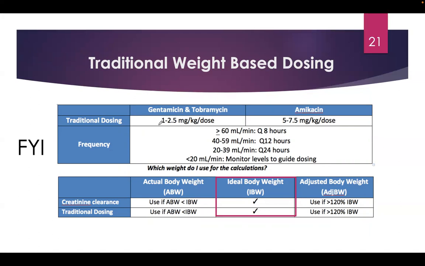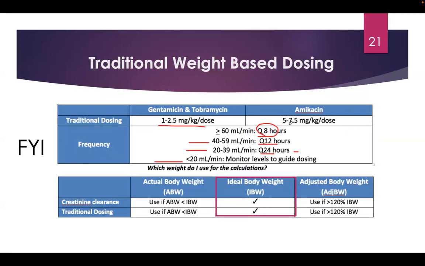Tobramycin, depending on the indication, is going to be 1.1 to 2.5 milligrams per kilogram per dose every 8 hours, if your kidney's intact. If you have some underlying level of renal insufficiency, but not profound, we're going Q12, and we're checking peak and troughs with traditional dosing. 20 to 39, more severe renal dysfunction, we're going Q24. Less than 20, you're going to give a dose, then draw a level.